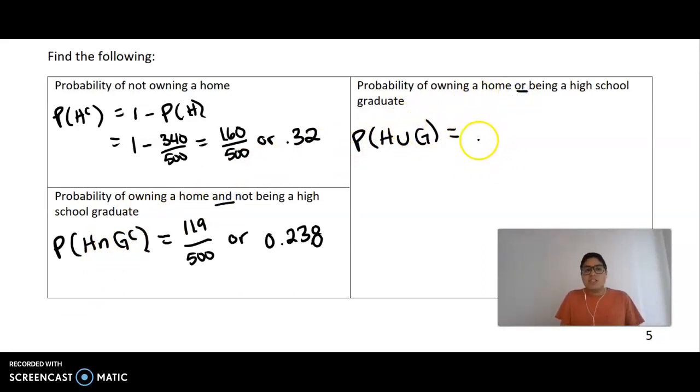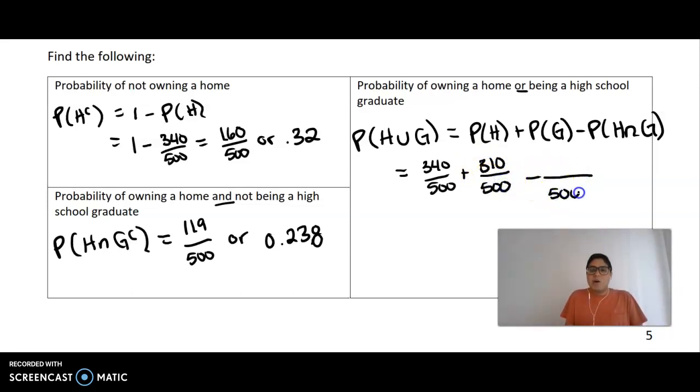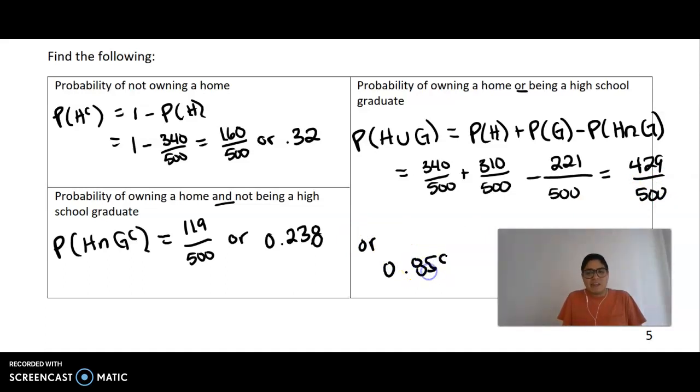So since it's or, it's a general addition rule. I'm going to take the probability that they own a home plus the probability they were a high school grad minus the probability of both. So here we will take the probability that they own a home was 340 out of 500. The probability that they graduated high school was 310 out of 500. And the probability that they own a home and graduated high school was 221. This is going to give us a value of about 429 out of 500 people, or, again, the decimal representation, which is about 0.858.